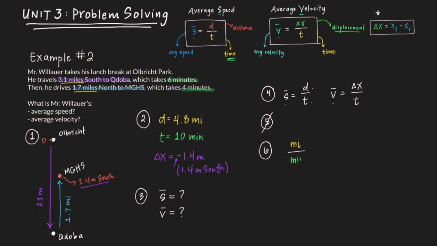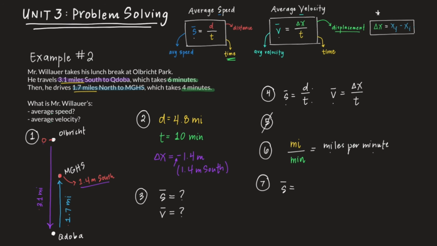So I'm given miles for distance, right? 3.1 miles, 1.7 miles, and then my time is given to me in minutes. So even though our traditional unit for speed is meters per second in physics, that doesn't mean it can't be anything else. As long as it's a distance unit divided by a time unit, so miles per minute, kilometers per hour, meters per second, whatever it is, that's good. So my units check out, I get miles per minute. That is a distance versus a time, okay?